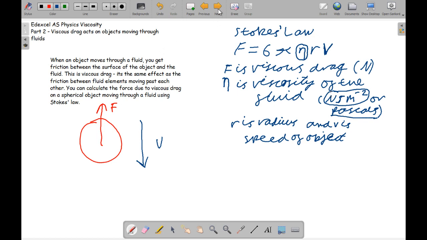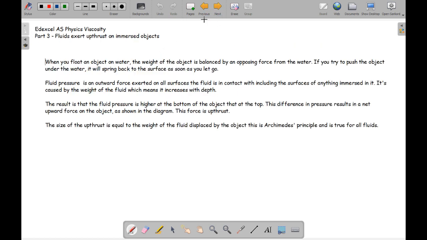So when you float an object on water, the weight of the object is balanced by an opposing force from the water. So if you try to push the object under the water, it will spring back to the surface as soon as you let go. So fluid pressure is an outward force exerted on all surfaces the fluid is in contact with, including the surfaces of anything immersed in it. It's caused by the weight of the fluid, which means it increases with depth.